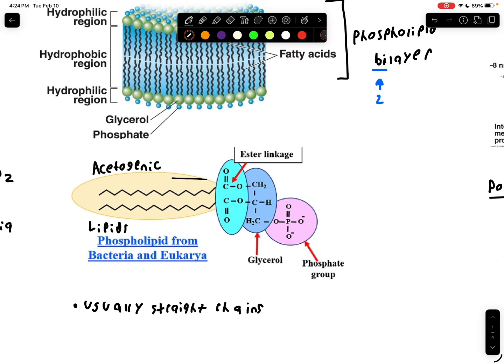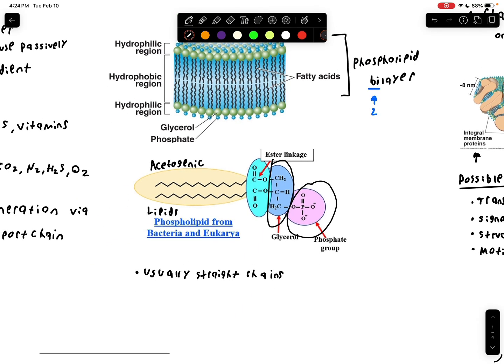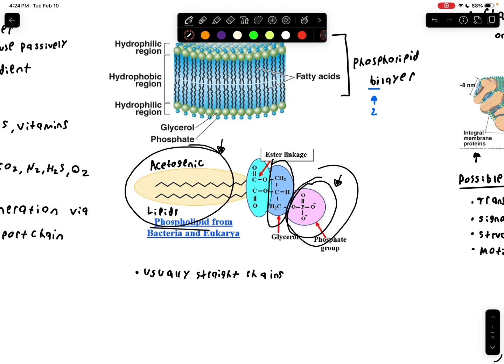So what happens is you have this acetogenic lipid, and it's bound to this thing called a glycerol. The glycerol is in the middle over here, and your phosphate. So remember, these are called phospholipids. So this is your lipid, this is your phosphate, and then you have this thing in the middle called a glycerol, which all it does is it connects the acetogenic lipid and the phosphate group.